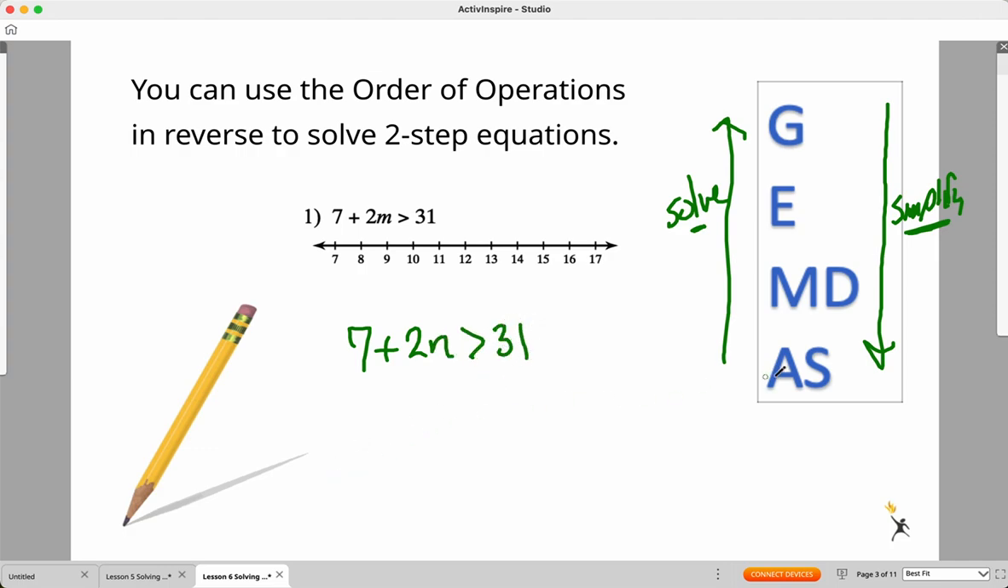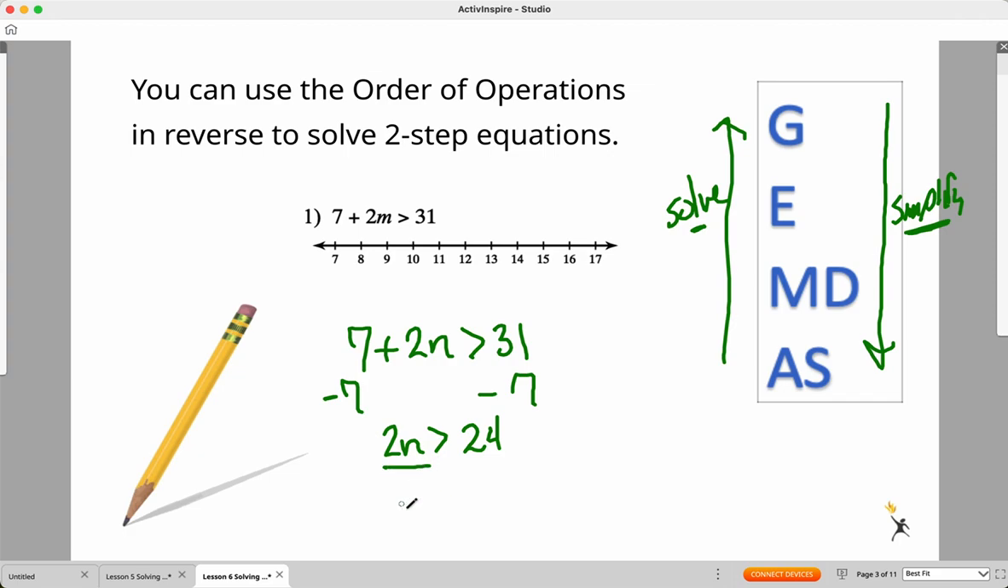So again, we look at any addition instruction. Yes, I've got 1 right here. I've got a positive 7. So how I clear a positive 7 is with a negative 7. So I have 2n is greater than, so 31 minus 7, we get 24.